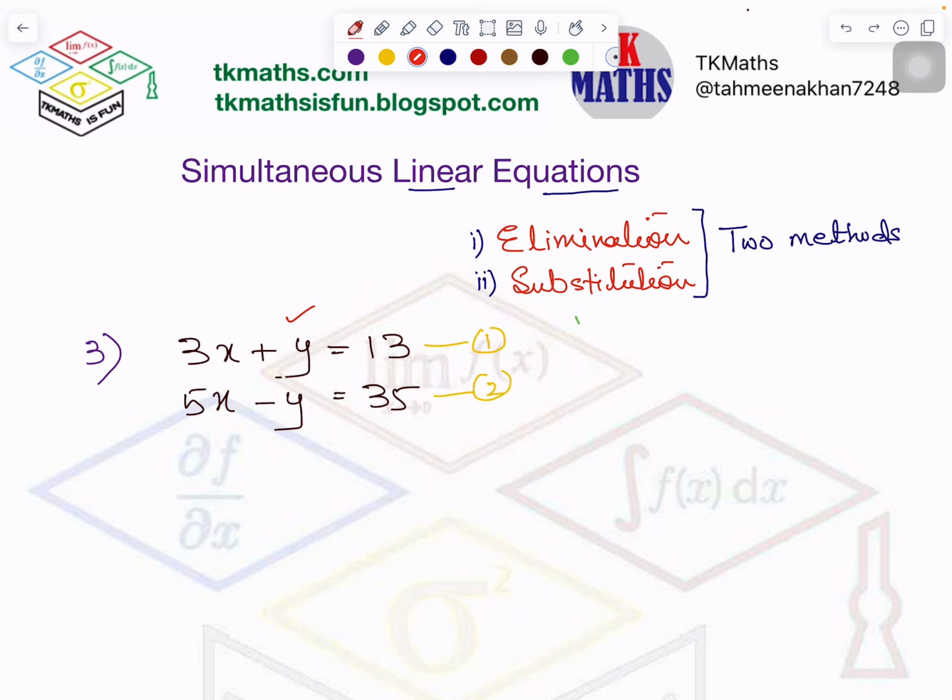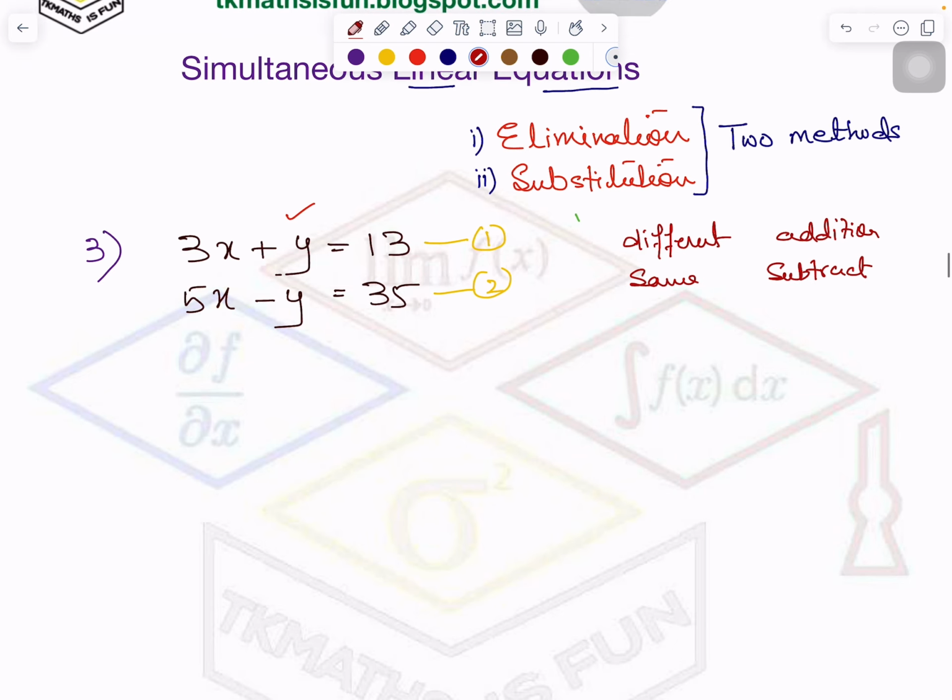And the sign is different. I told you in the previous video, if signs are different, I'm writing again. If signs are different, then you add the equations, addition. And if signs are the same, then you subtract the equations. And I explained the reason also in the previous video. So because the signs are different, I will add these equations. So let me write it here again. I also told you, do not do any addition or subtraction in the original question. Let it be there as it is.